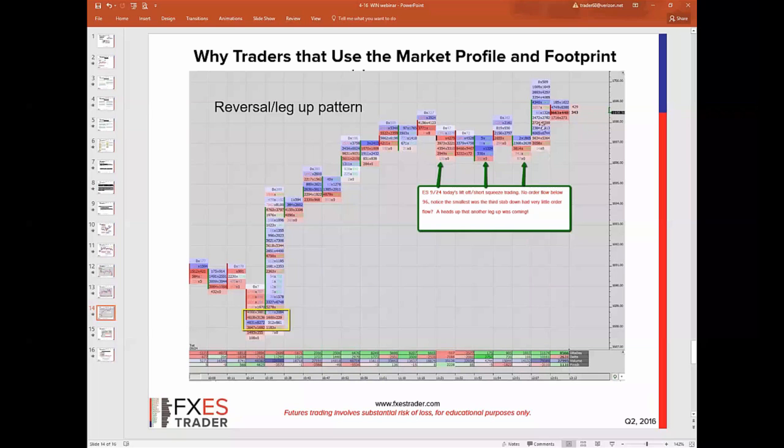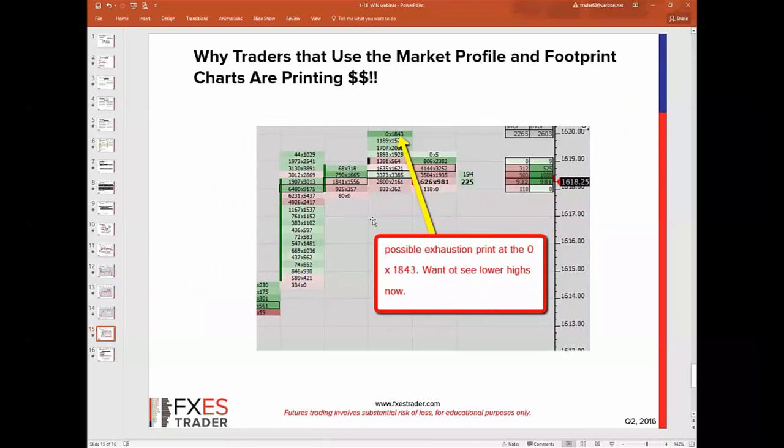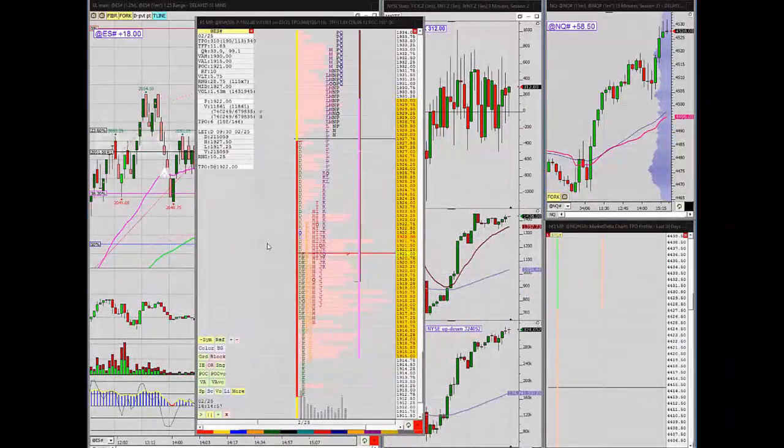But we pulled back, ripped again. I mean, there's examples galore that I have of this stuff, but it's a possible exhaustion print to 0. Okay, that doesn't mean we're going back down, no, but it's just a hint that maybe volume may be drying up. So let me just take a quick look.